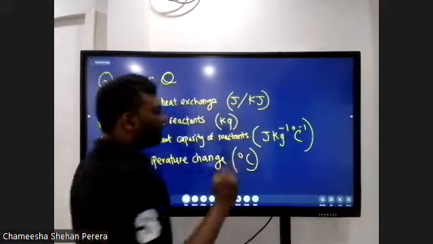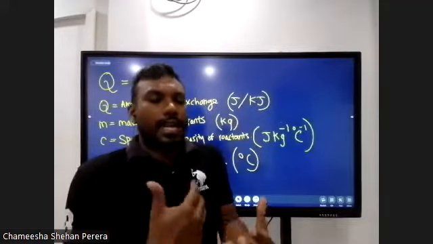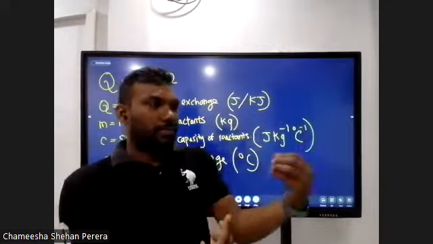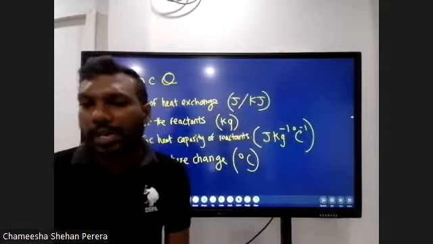You can first write down this equation. This is the equation we're going to use to calculate the amount of heat exchange during a chemical reaction. If it is an exothermic reaction, to calculate how much heat energy was lost to the environment, we use this equation. If it is an endothermic reaction, to calculate the amount of heat absorbed in the chemical reaction, again we use the same equation. Quickly note it down.